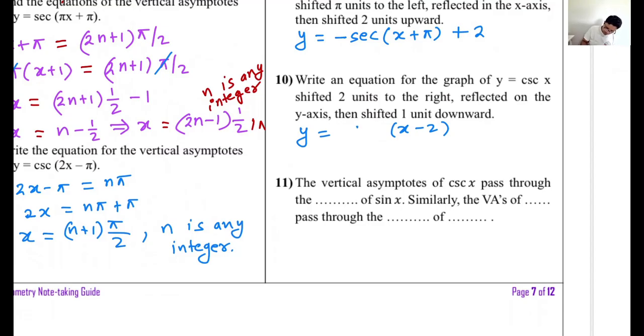I have to erase the cosec here, move it a little bit more to the left, put a second set of parentheses and apply the minus sign here. That is reflection on the y-axis. The x becomes negative x, and then shifted 1 unit downward. Separately you will do minus 1. If you want to simplify it, write it in a neater way, you can write cosec of negative x plus 2, or 2 minus x, minus 1.